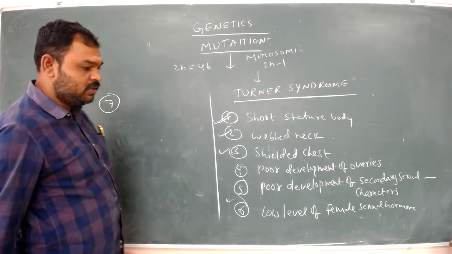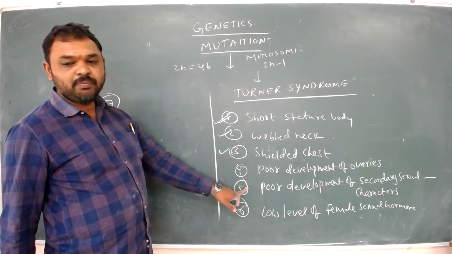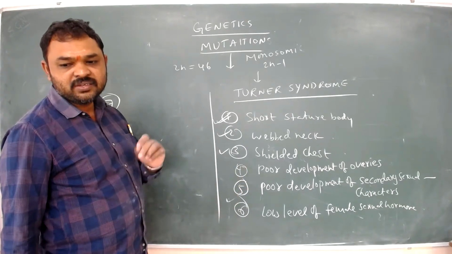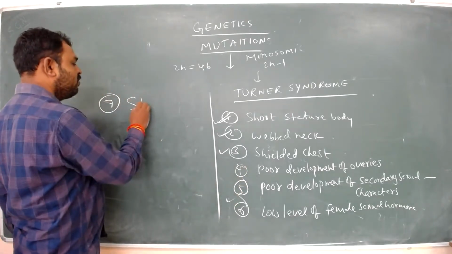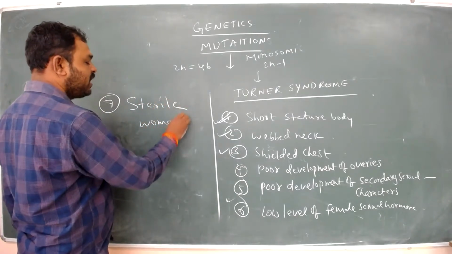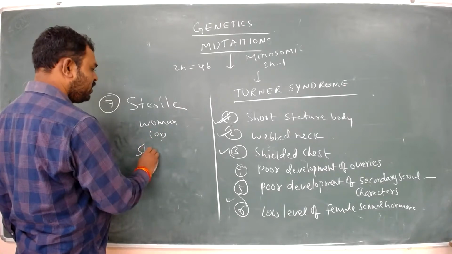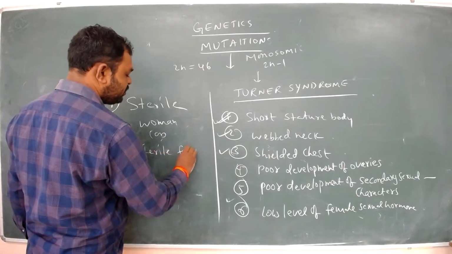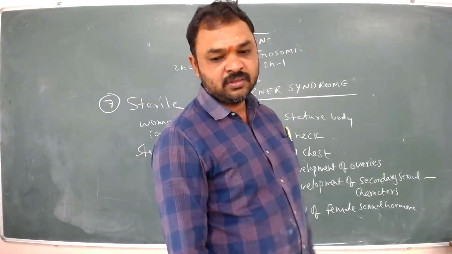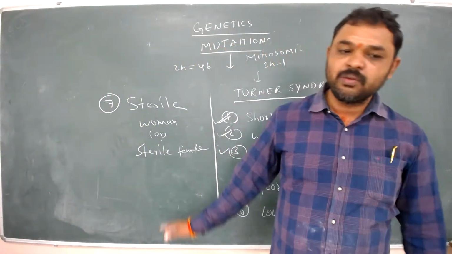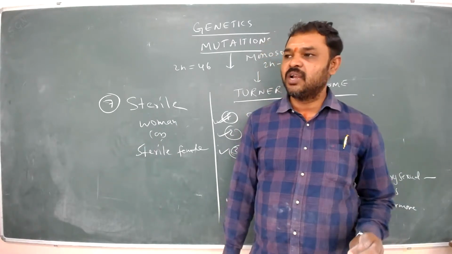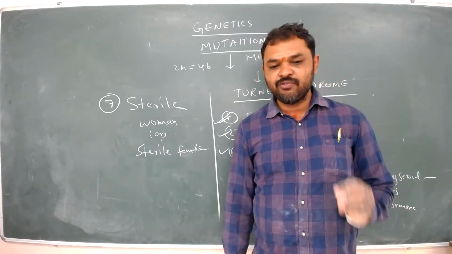Low level of the female sex hormone, poor development of secondary sexual characters, poor development of ovaries. They are sterile females, unable to give birth. Why? Because there are no hormones, no development of ovaries, and no proper release of ova.